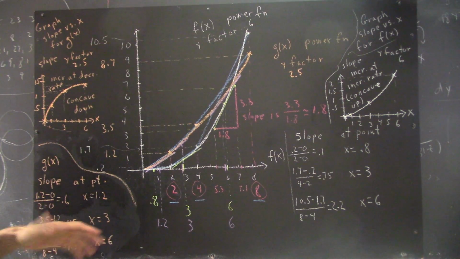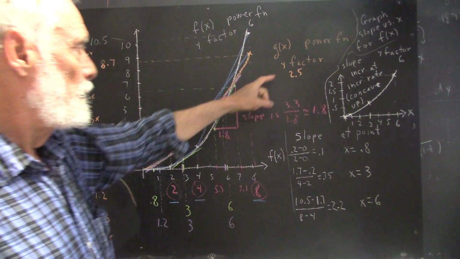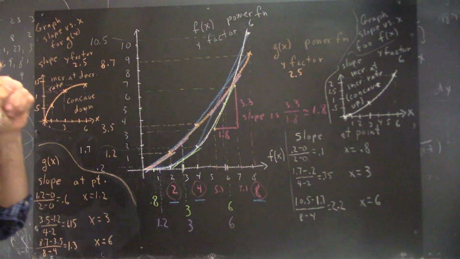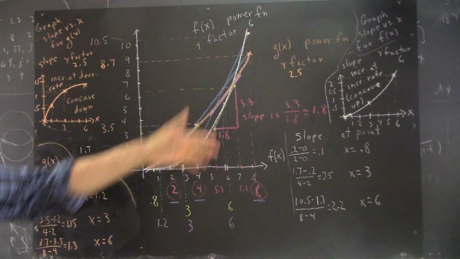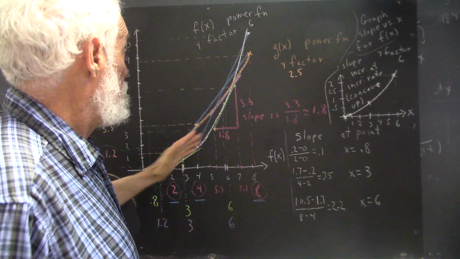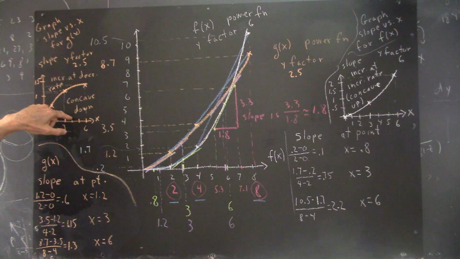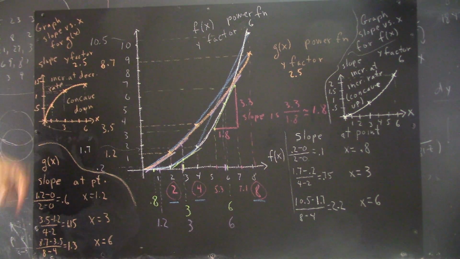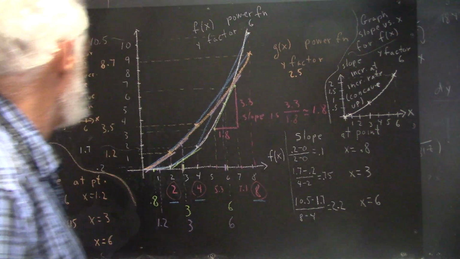It appears, and it's not too hard to understand why that is. We have the lesser y factor here. That's going to drive the slopes upward more slowly than if we have a greater y factor. So we get the concave down behavior when the y factor is 2.5. We get the concave up behavior when the y factor is 6.